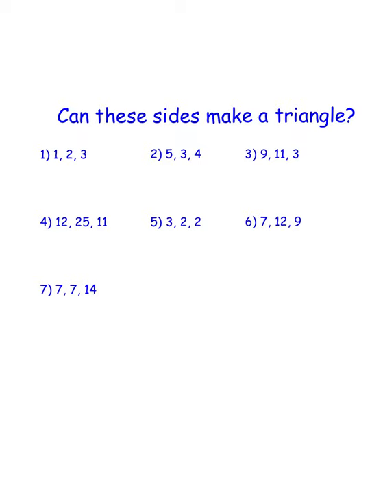So let's look at these examples. It says, can these sides make a triangle? So look at number 1. Pick the two smallest sides, 1 and 2. 1 plus 2, is that bigger than 3? No, so we cannot make a triangle. Look at number 2. Here's my two smallest sides. Is 3 plus 4 bigger than the third side, 5? This is true, so these sides make a triangle.